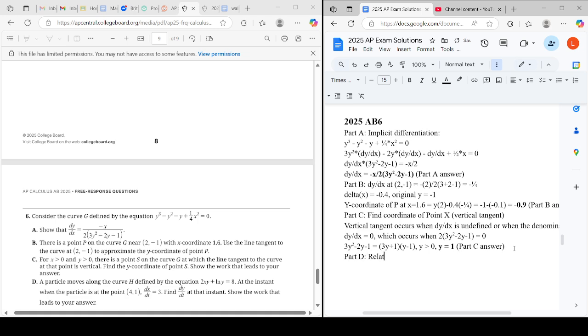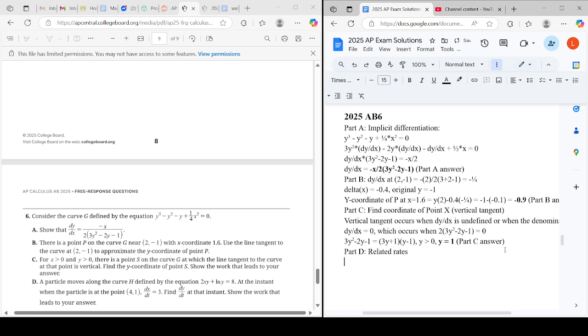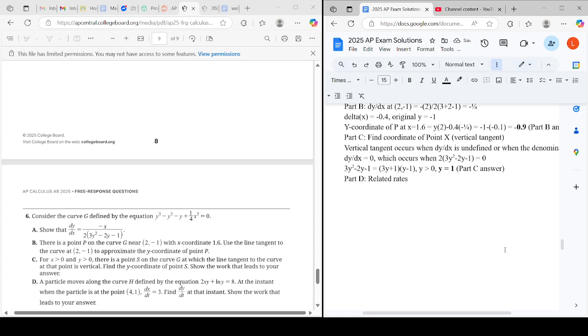Finally, in part D, we're going to solve a related rates question. We're given a new curve, 2xy plus ln y equals 8. And we're going to differentiate this, but instead of only differentiating with respect to x, we're going to differentiate with respect to t because we're given dx over dt. So here we get 2y times dx over dt plus 2x times dy over dt plus 1 over y times dy over dt equals 0. We're going to differentiate the constant as well.